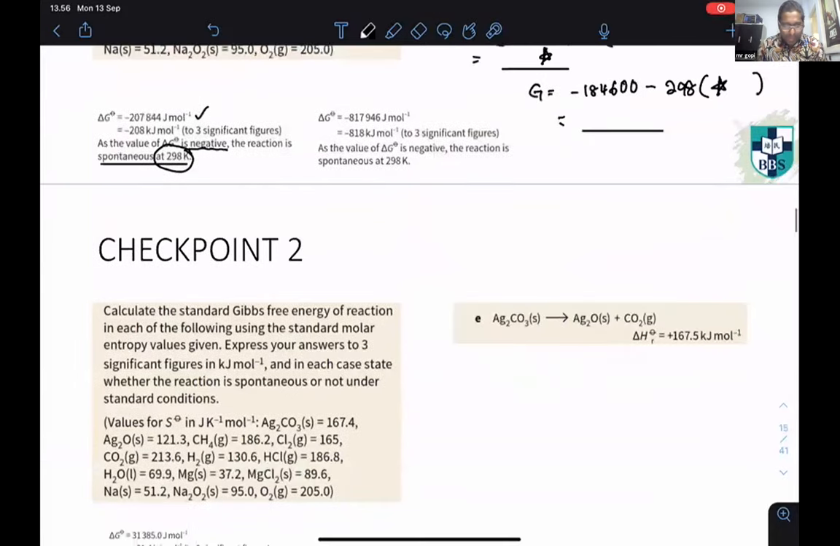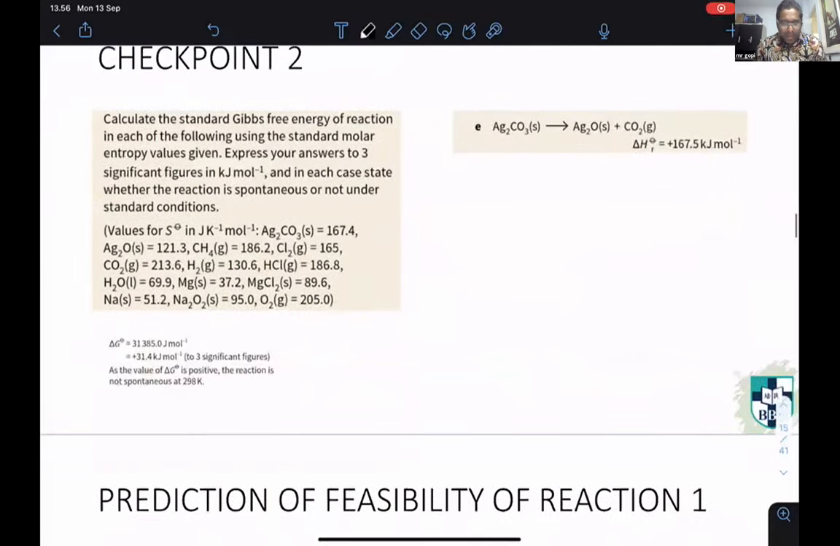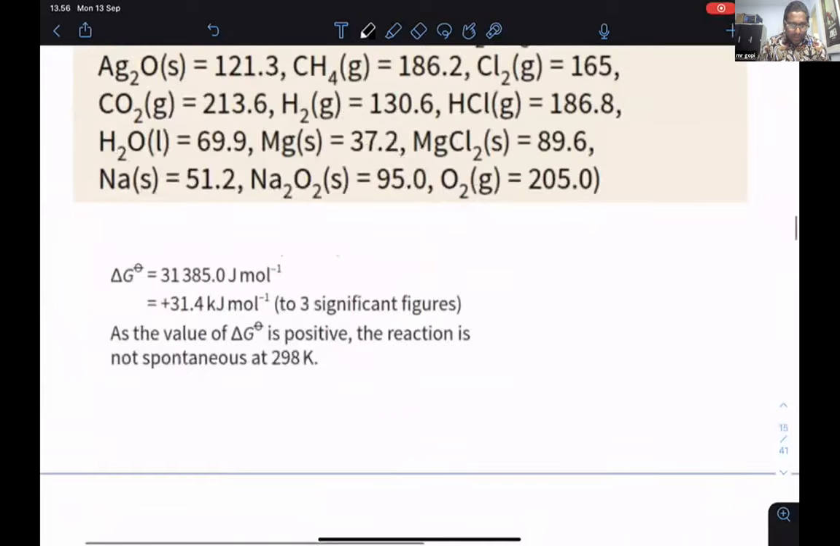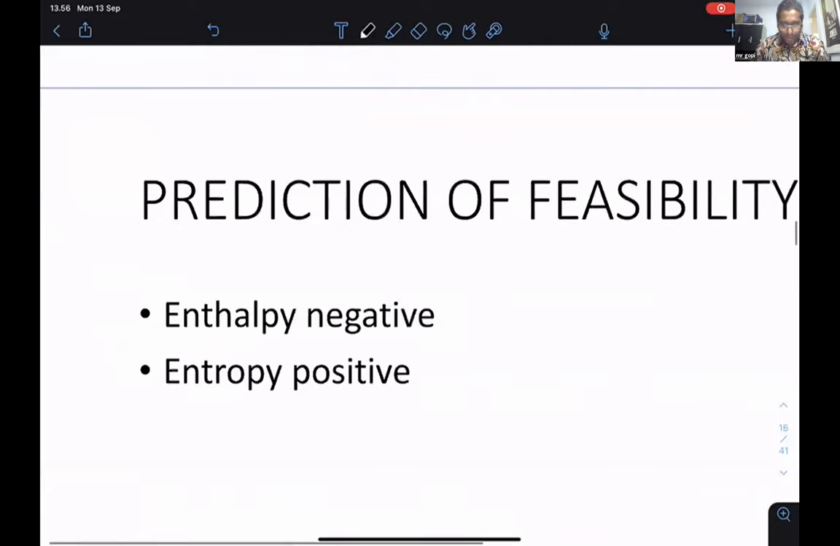Checkpoint one done. Please do the same thing. Calculate like how I showed you just now, use the same thing, and when you calculate, if this one is positive, then it is non-spontaneous, and don't forget to include the temperature. It is non-spontaneous at 298. Very, very important. I will move on.